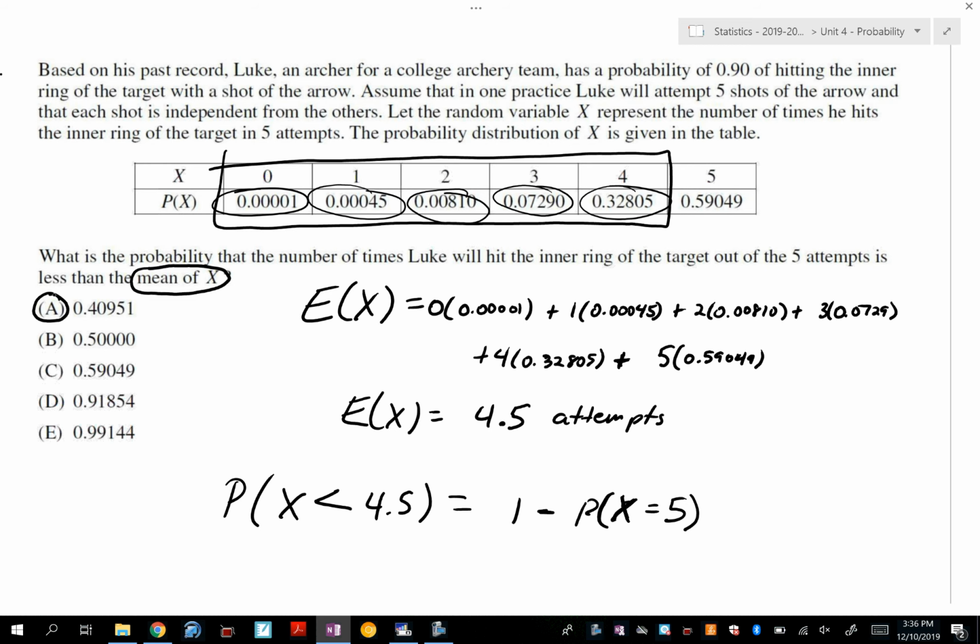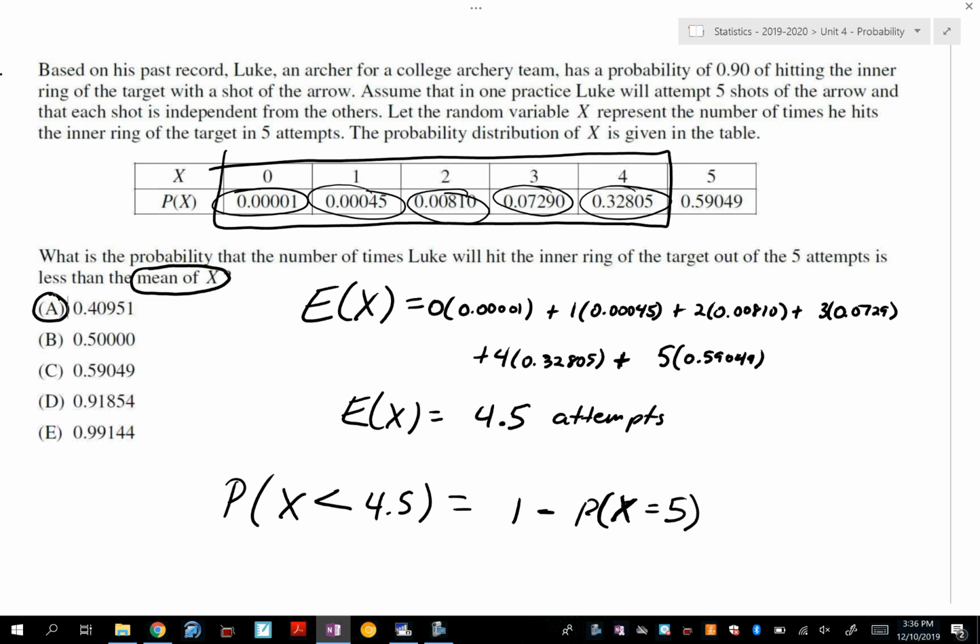You did this one, subtracted 1 from 5. I did this from 1. So you didn't really need any of the information. You didn't even have to go 4.5. Well, I would have if they had only given me that, but they gave me the whole thing. You did have to find the 4.5 attempts because I had to find the mean of this random variable. So we expect him to take 4.5 attempts to hit the inner target.